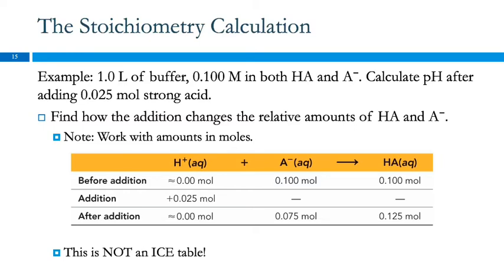So if I have 0.025 moles of H+, and I've got some A- present, how much of the A- is going to react with this? 0.025 moles. And they're going to form 0.025 moles of HA. And this goes to completion, and so this is lost, this is lost, and this is gained.